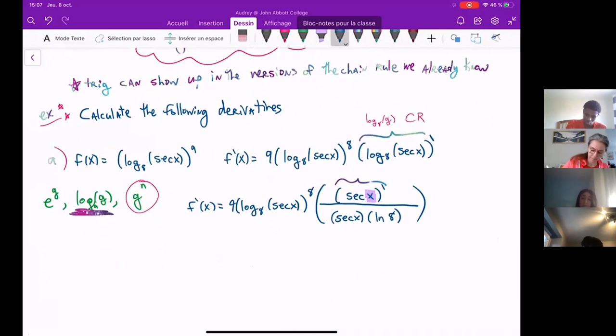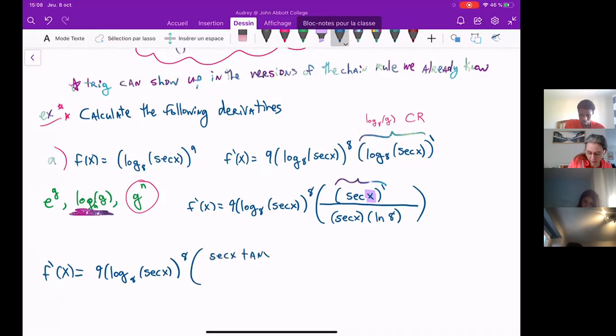So, anyone remember really quickly off the top of their heads what the derivative of secant is? We have our mnemonic device for that one. We have our derivative of secant. You got it, secant tangent. Good job, guys. So this is 9 log base 8 of secant x all to the power of 8, and then I have secant x tangent x over secant x ln 8.